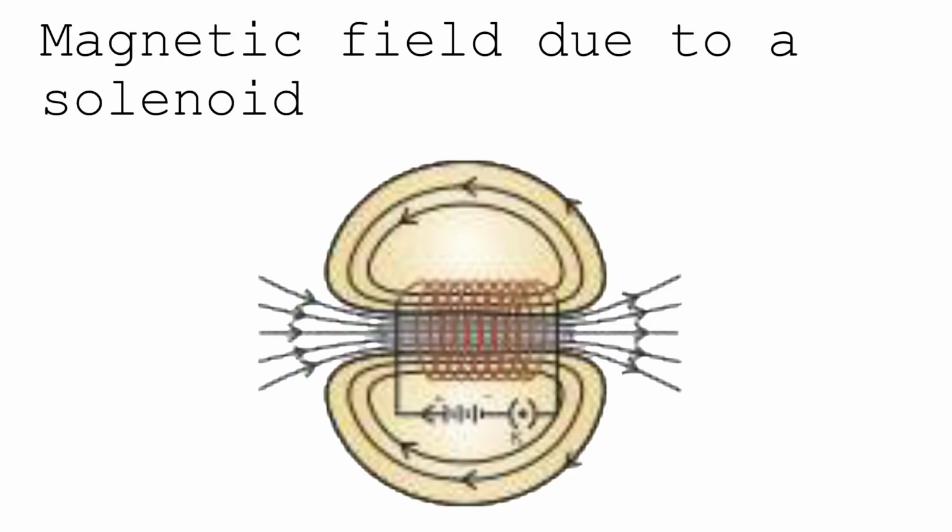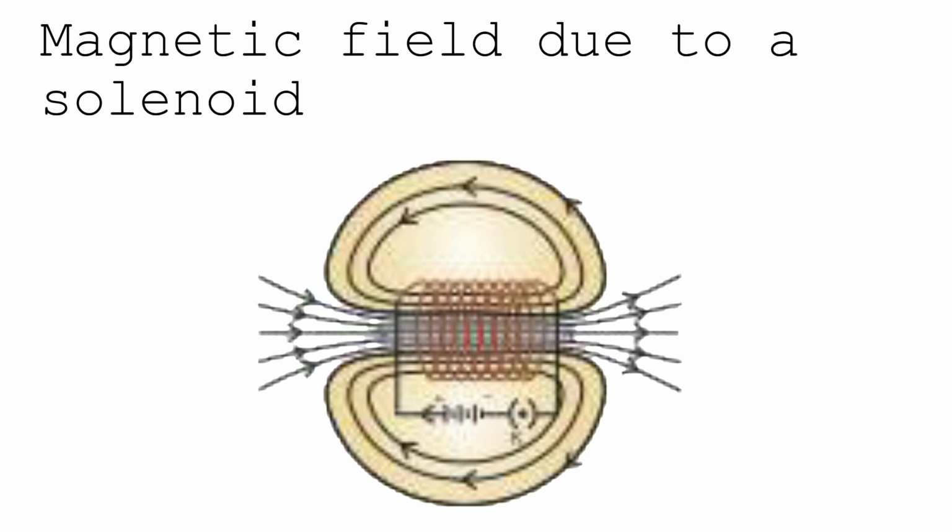Last pattern of magnetic field line. This is a magnetic field line produced by a solenoid. What is the most important point about this? When current flows through a solenoid, it behaves like a bar magnet, with one face of it acting as a south pole, the other face acting as a north pole. And inside the magnet, from south to north, the magnetic field is uniform or constant, indicated by parallel magnetic field lines.